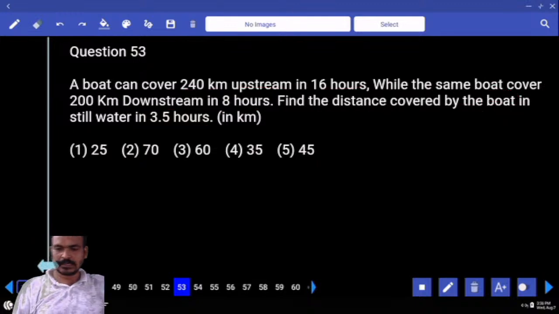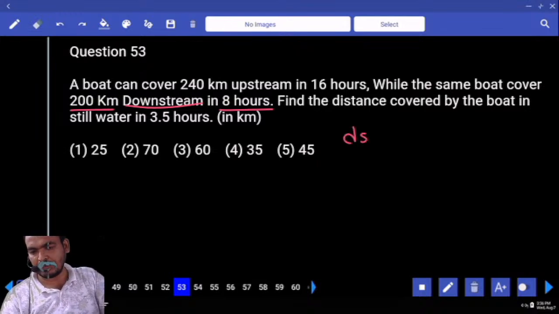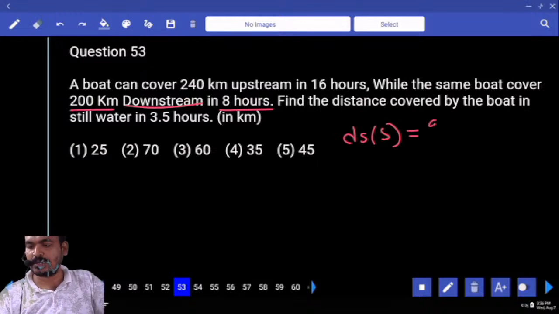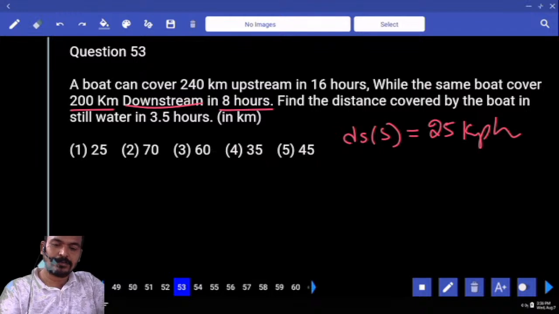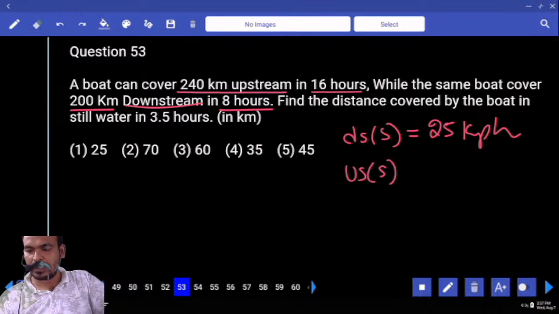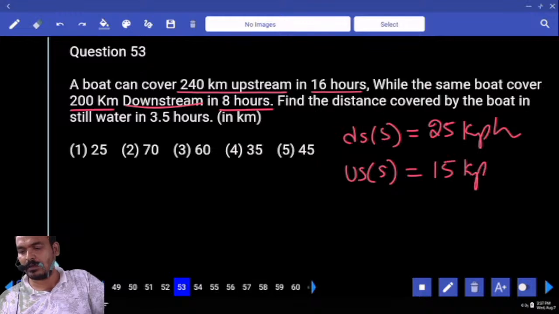m. First, what is the distance in downstream? 200. Time taken is 8 hours. What is the downstream speed? 200 by 8. How much? 25 kilometers per hour. What is the upstream distance? 240. Time taken is 16 hours. Then upstream speed is 240 by 16. How much? 15 kilometers per hour.